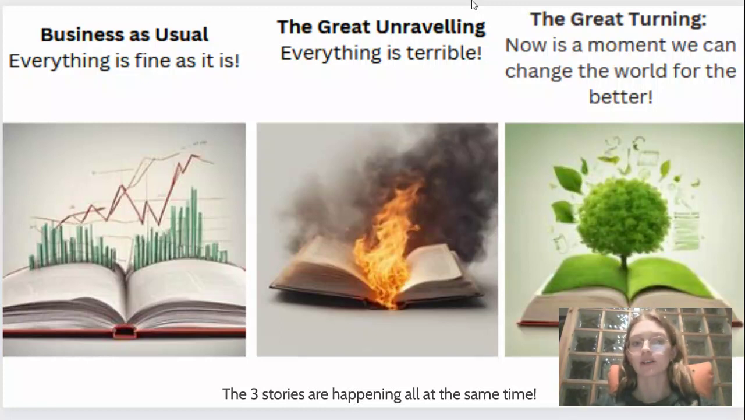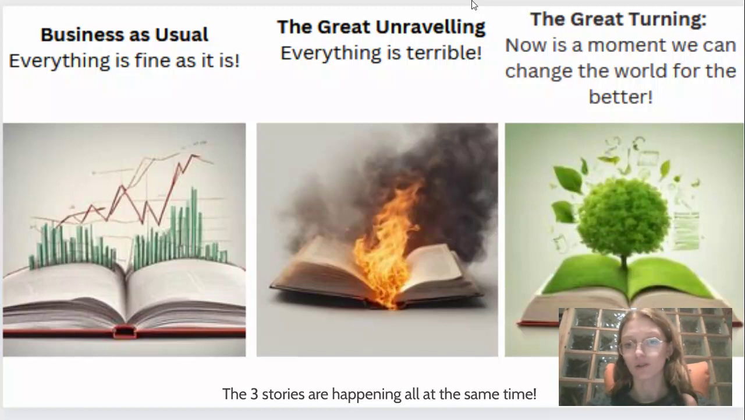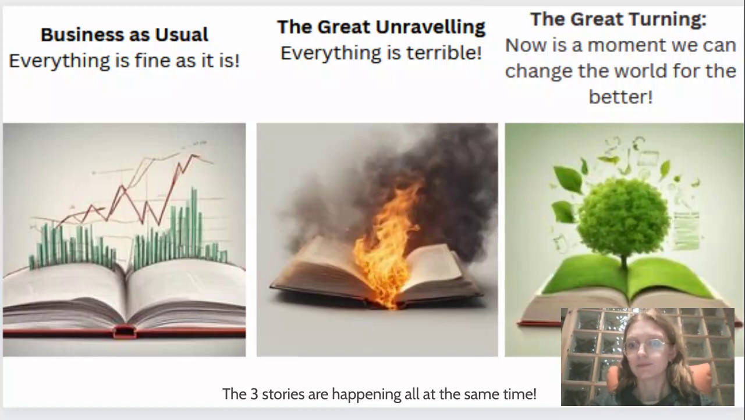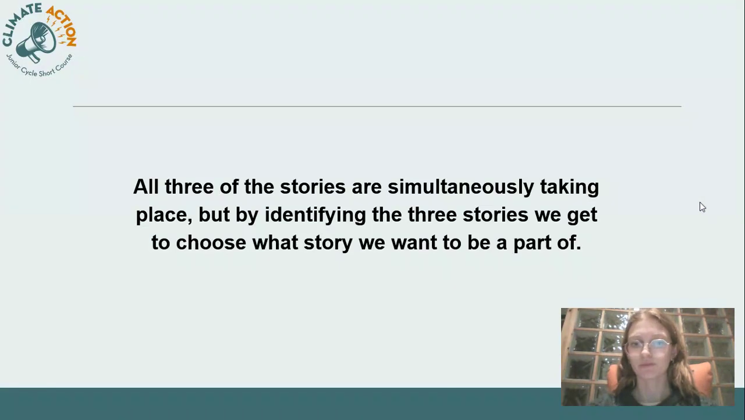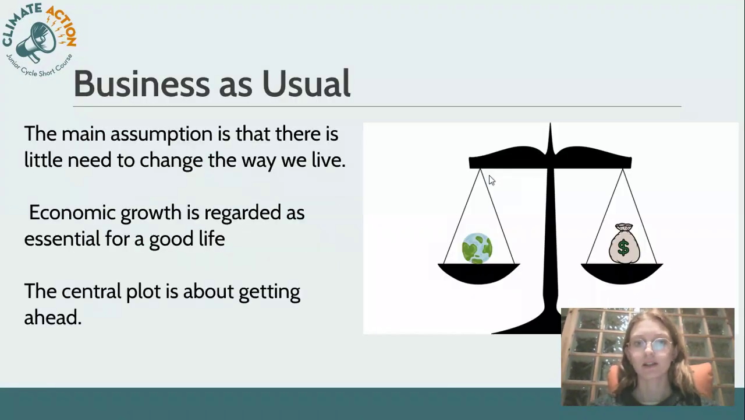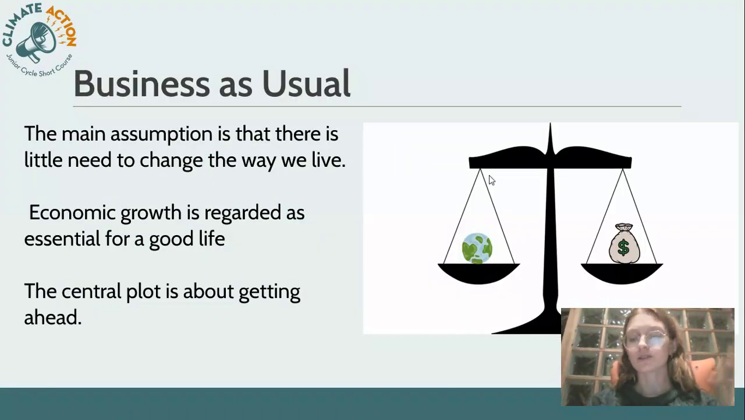And it also helps us critically analyze what stories we're getting from the media. Are we getting stories that there's no hope, that everything is terrible? We have to think about what that says to us. What options does that give us for action to create change? And so this goes through these stories a bit more.